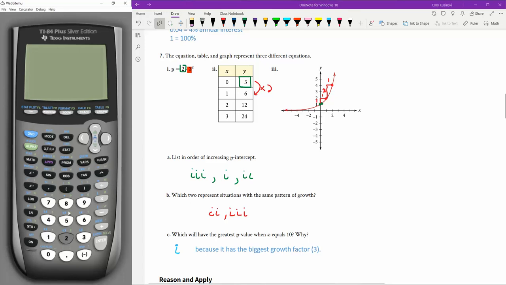You know, we can check that too. 2 times 3 to the power of 10. That's huge, 118,000. This one is doubling. We started at 3, and then there's 1, 2, 3, 4, 5, 6, 7, 8, 9, 10. Not even close to what the other one was. This one starts even lower and doubles, so it's not even going to be as big as the table.